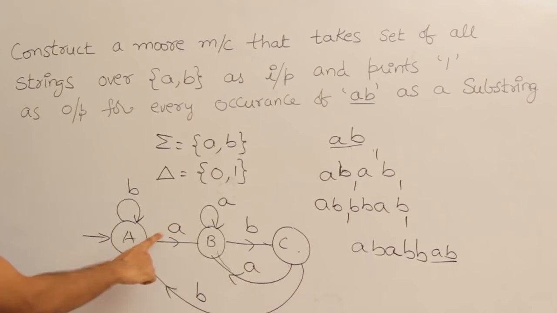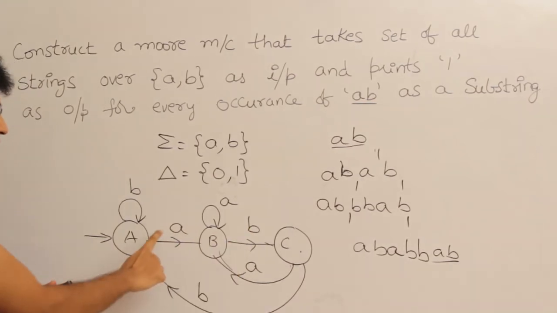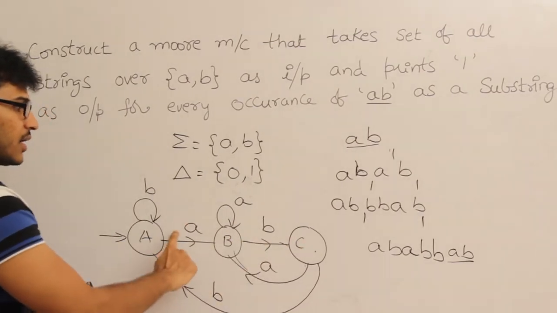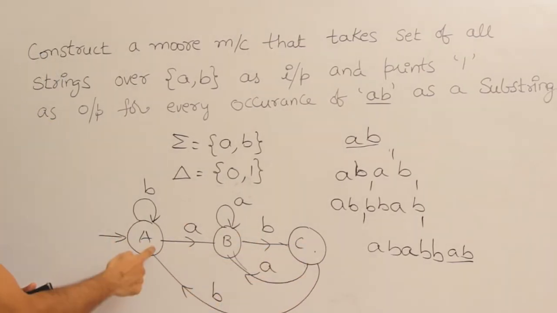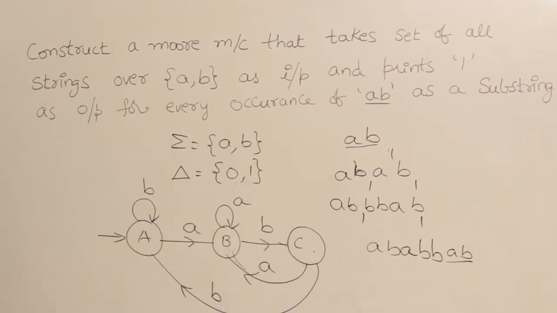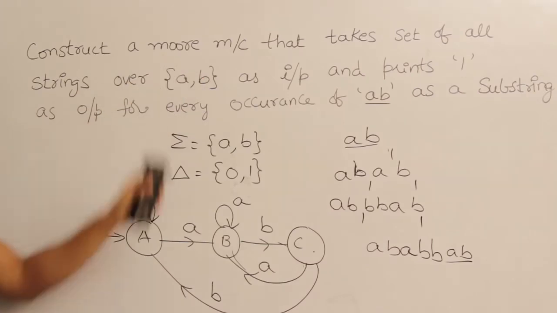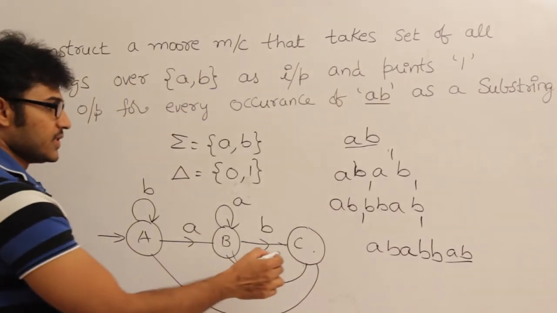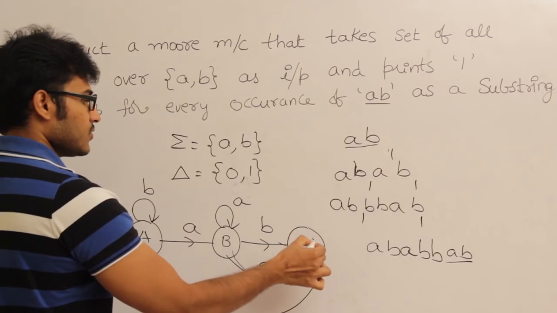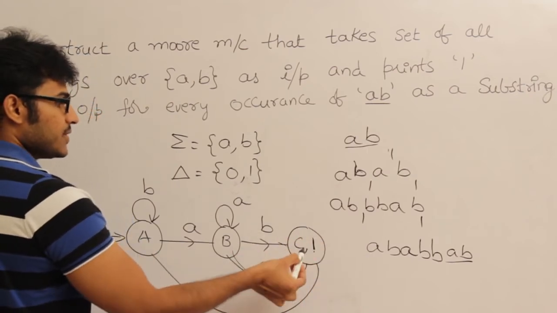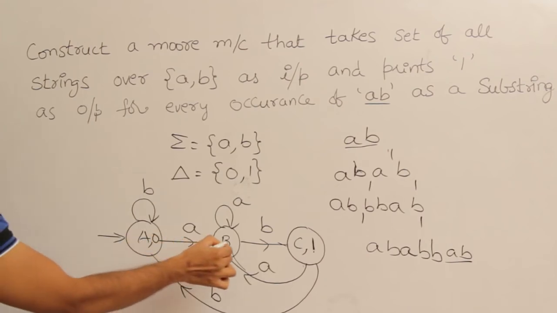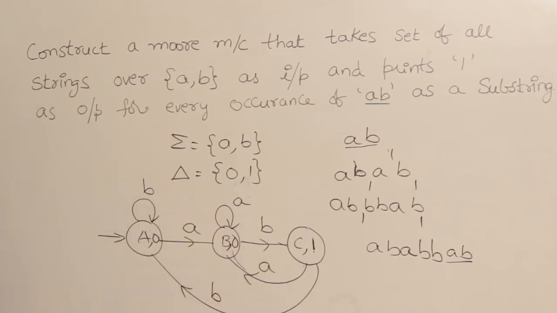So whenever I reach C, I'll reach C on seeing AB. I'll reach C directly on seeing AB, or AB and again when I see one more AB, I'll reach it. So whenever I see AB, I am actually reaching the state C. Therefore, according to the problem specification, if C is made to output 1, that can solve our problem, right? So whenever I see AB, I'll be in state C and it is going to output 1. And for the remaining states, you can simply give 0 as the output.